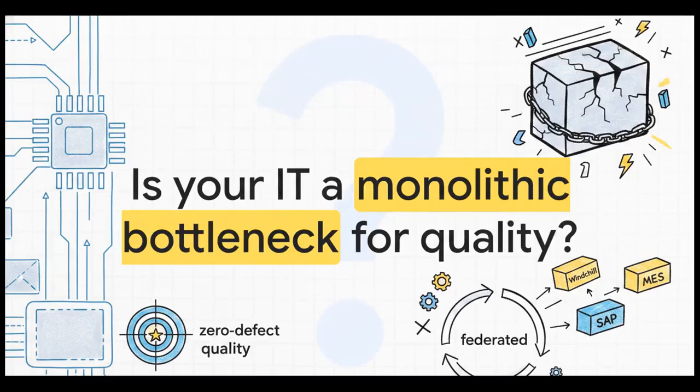As you sit down with your teams to design your digital future, I want to leave you with this final, provocative thought to consider. Look critically at your current systems. Are you actually driving towards zero-defect quality, or are you trapping your factory floor in a monolithic bottleneck? My strong recommendation to every CIO listening to this explainer is this: adopt a federated quality architecture. Reject those PLM-only and SAP QM-only illusions.